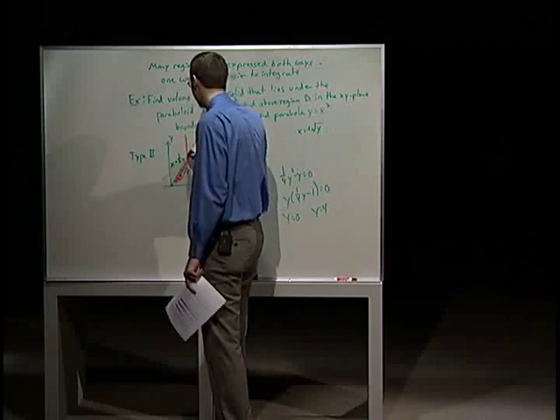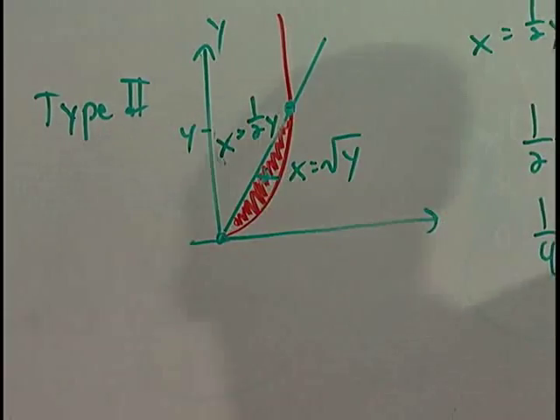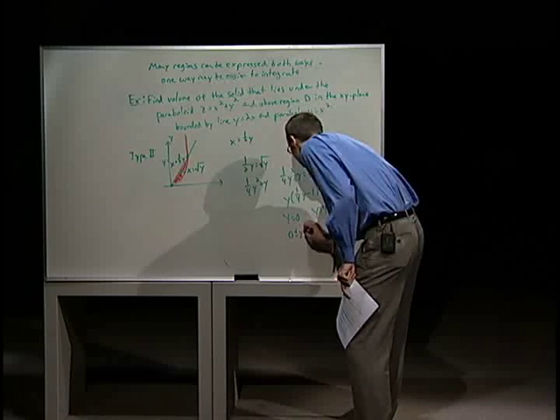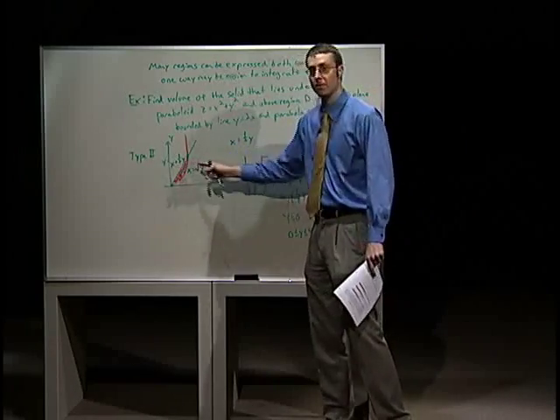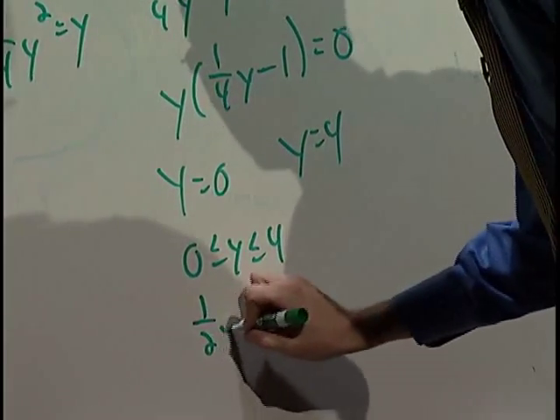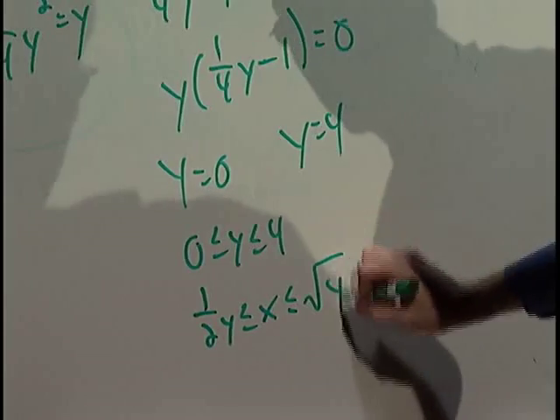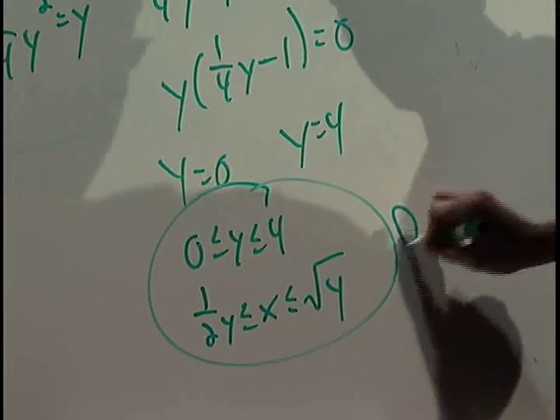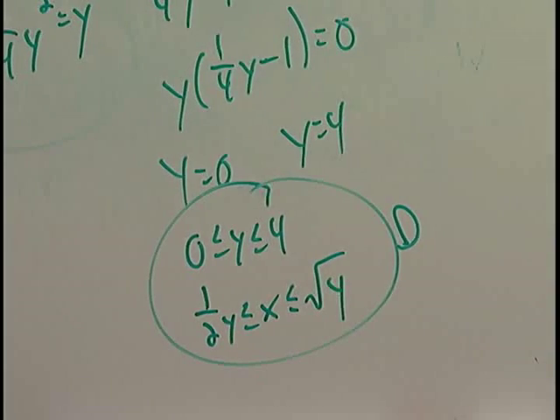So there's our y value of 0, here's our y value of 4. So y is stuck between 0 and 4, and the x curves go from left to right here. So we have 1/2 y less than or equal to x less than or equal to square root y. And that's our region D as a type 2 region.